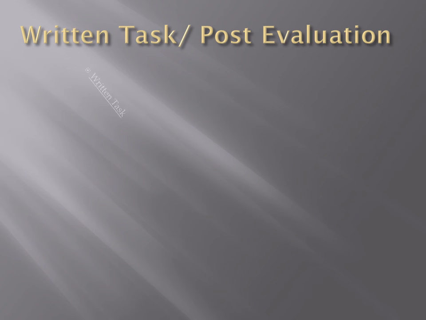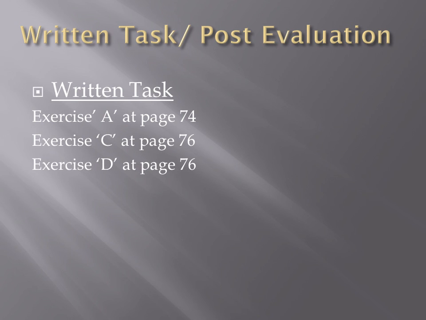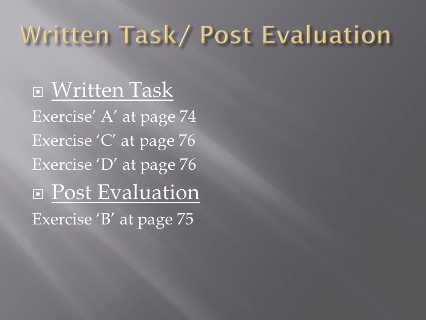This is your written task, students. Your written task is exercise A at page 74, exercise C at page 76, and exercise D at page 76. This is your post evaluation: exercise B at page 75. Actually, your post evaluation is a table and you have to complete that table and then send your copies for checking and marking.